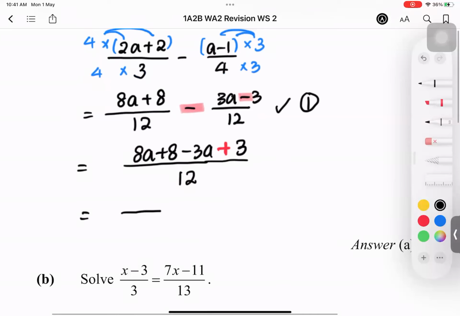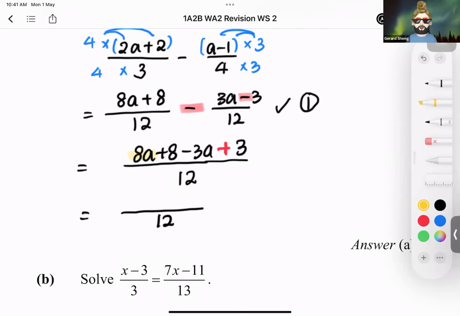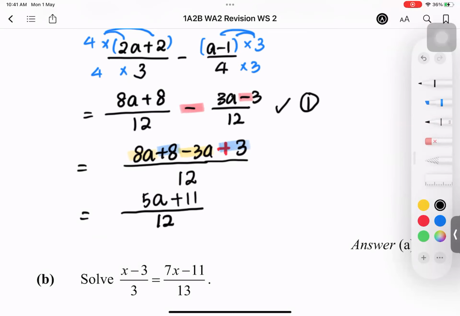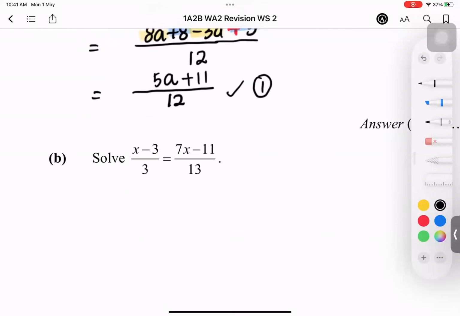Then we're going to simplify 8a. Who can help me? 8a with who? Negative 3a. Negative 3. Very good. 8 minus 3, 5a. Next part, number. 8 plus positive 11. Yes, 11. So plus 11. Answer, one more mark. Okay, very good. Well done.